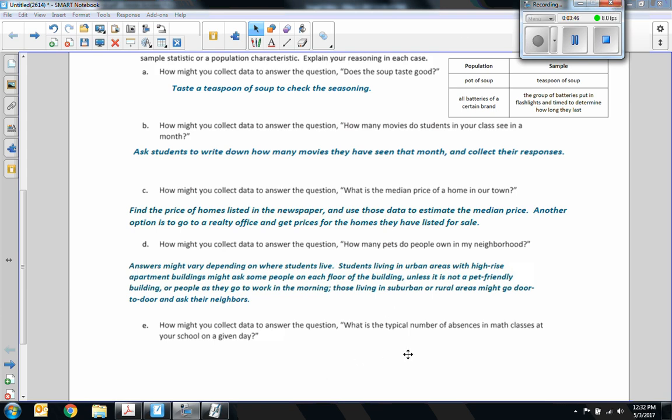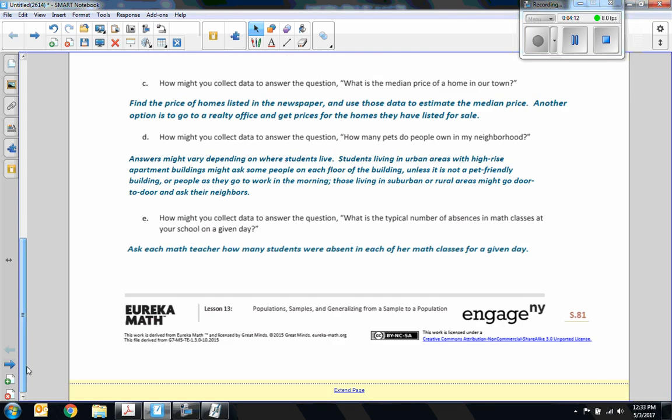What is the typical number of absences in math classes at your school on a given day? And here we go. Ask each math teacher how many students were absent in each of their math classes for a given day. So in this school where I am, we have 5 math teachers. So that'd be really easy to do. Go to all 5 teachers and say how many were absent in your classes today, and they can tell you. All right, E is done.